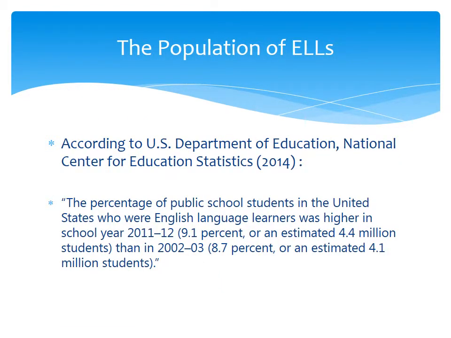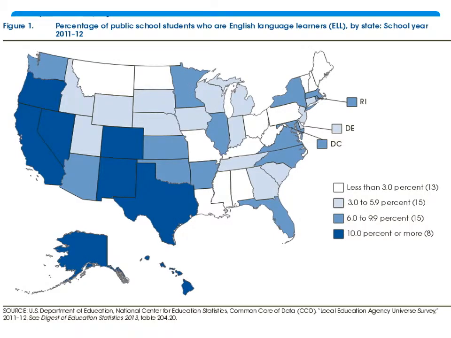According to the U.S. Department of Education National Center for Education Statistics 2014, the percentage of public school students in the United States who were English language learners was higher in school year 2011 to 12. In 2011 to 12, 7 of the 8 states with the highest percentages of ELL students in their public schools were in the West. The 8 states are Alaska, California, Colorado, Hawaii, Nevada, New Mexico, Oregon.